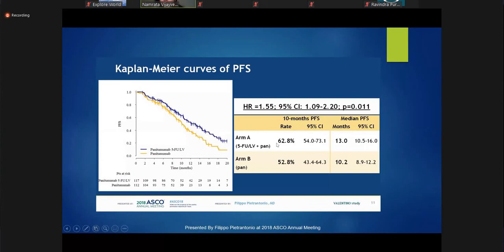So you have here arm A, the panitumumab plus 5-FU arm, with a median PFS of 13 months versus 10.2 months if you only continued panitumumab. So it's just a word of caution: always try to continue 5-FU if you're giving maintenance therapy with panitumumab. But most people who start panitumumab or cetuximab as first-line anti-EGFR with first-line chemo for colorectal tend to continue these drugs in the maintenance setting unless the patient is having really bad side effects from it.